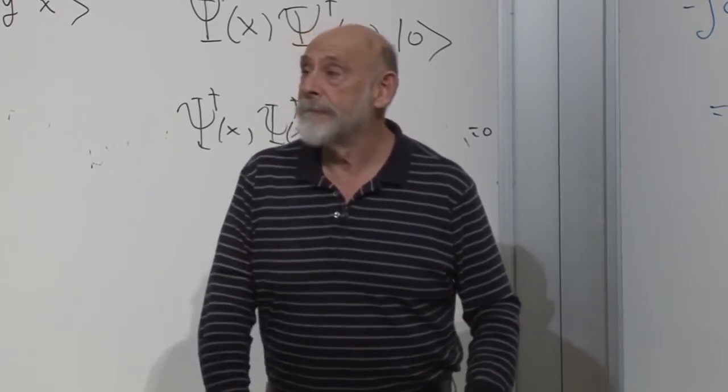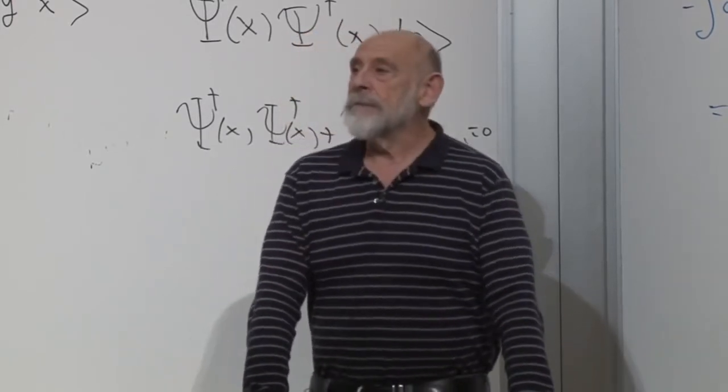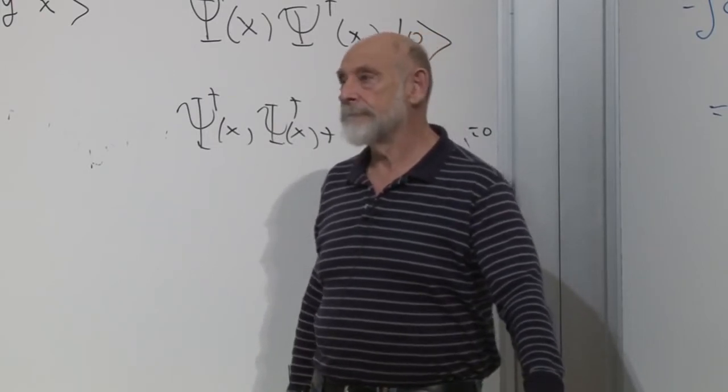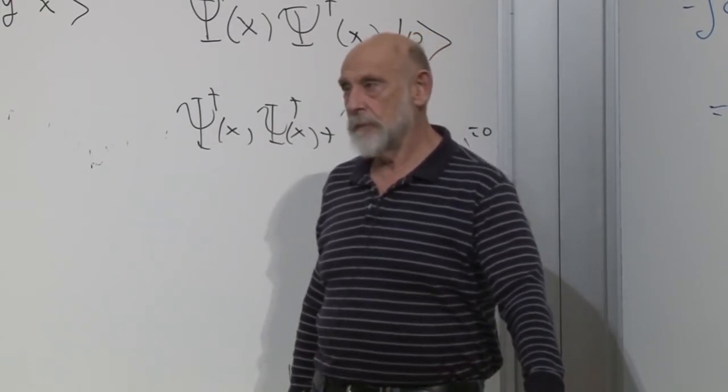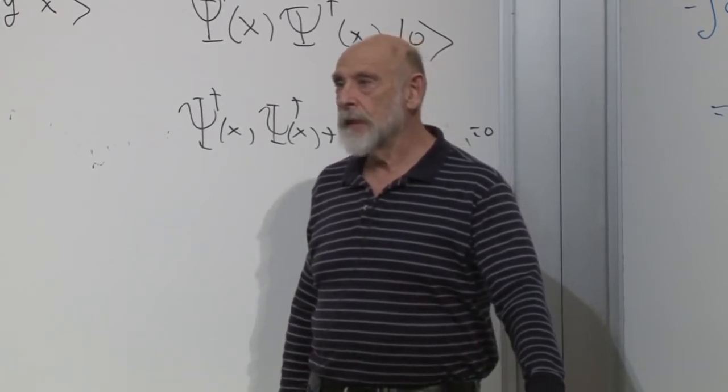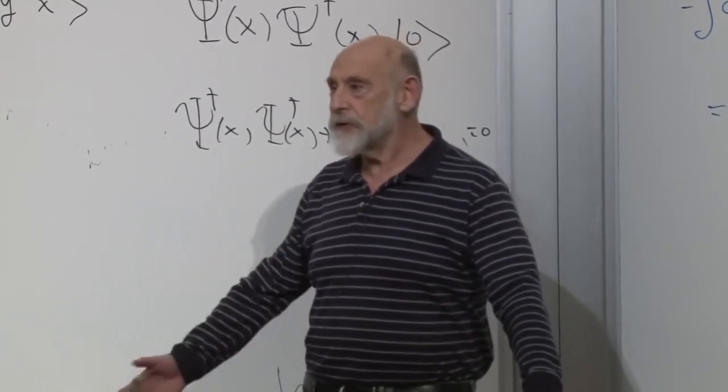Yes, question? I had a question back when you were saying if you try to have two fermions in the same place, you'd have psi dagger of x squared equals 0. Why is that a contradiction, or why is that? It's not a contradiction. It just gives 0. It doesn't give a state.